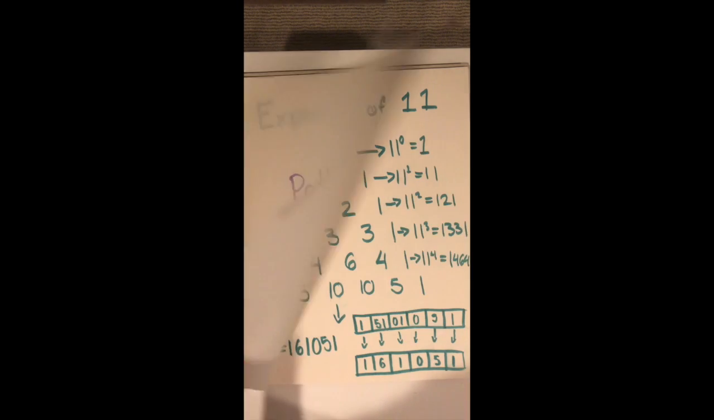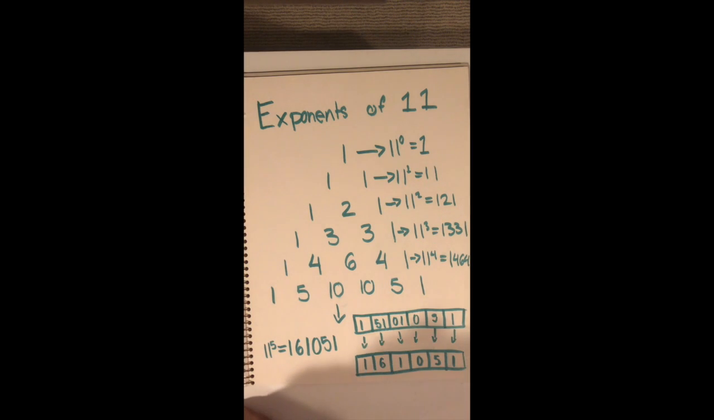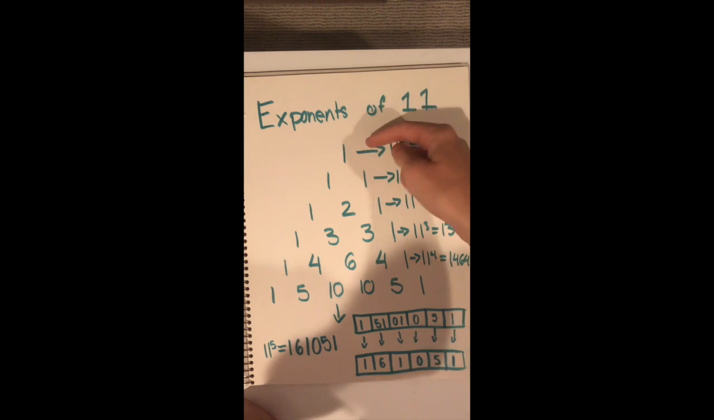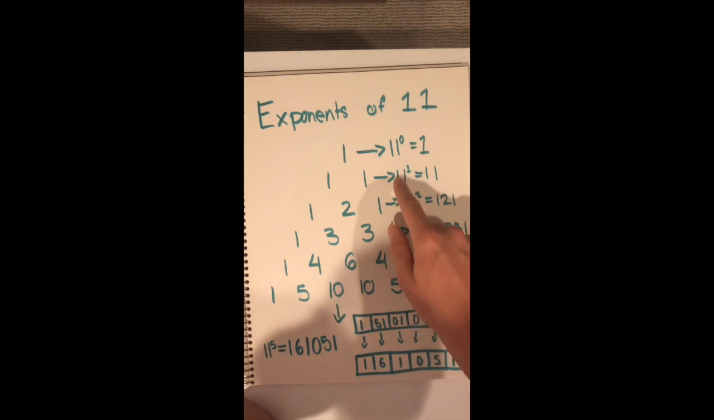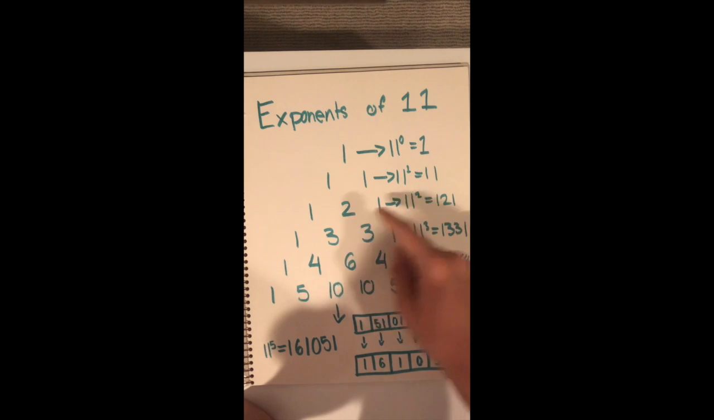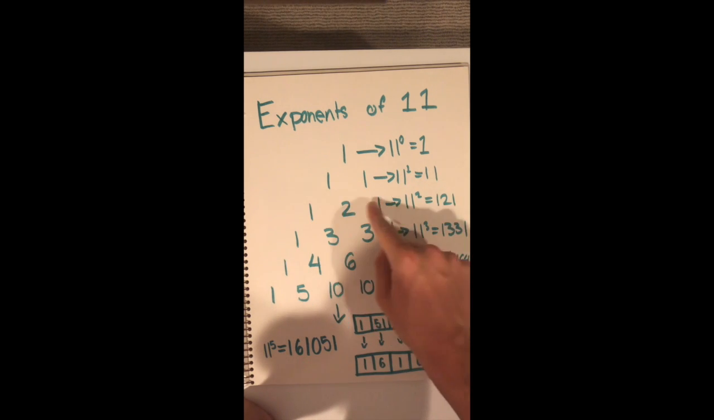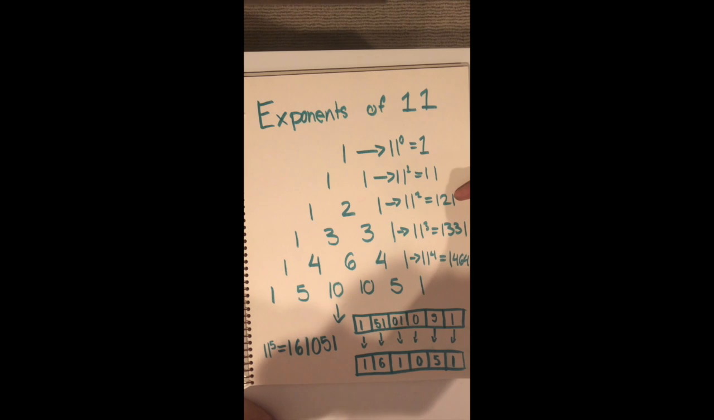Pattern number 4, exponents of 11. As you can see, every row equals an exponent of 11. For example, first row equals 1, 11 to the power of 0 is 1. The second row is 11, 11 to the power of 1 is 11. The third row is 121, and 11 to the power of 2 is 121, and so on.